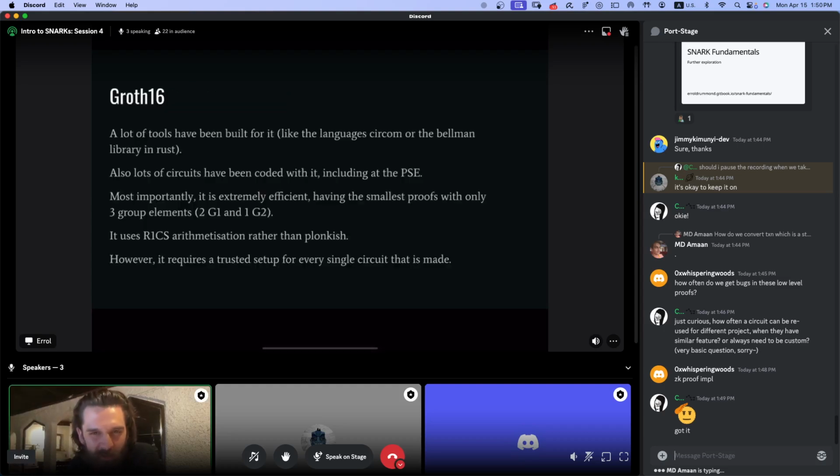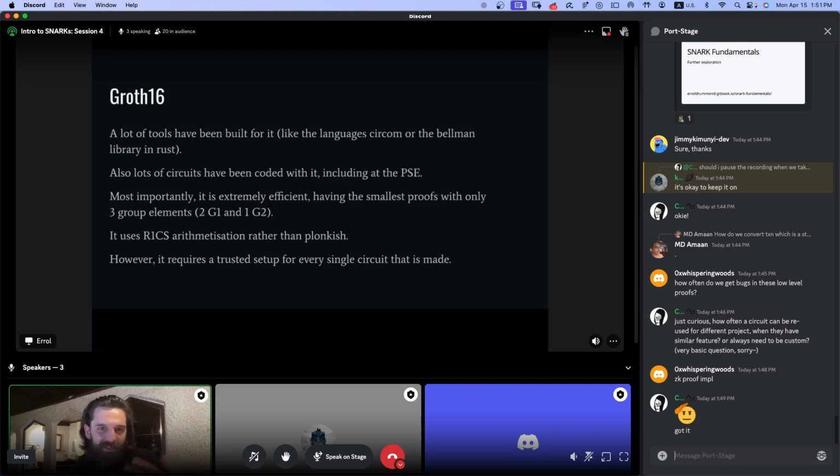We'll start with Groth 16 because it's one of the earliest ones. The 16 is because the paper came out in 2016, and Jens Groth is the person who wrote the paper. So that's where it gets its name from. The fact that it came out so long ago, as far as zero knowledge goes, means that it's been used a lot. So a lot of circuits have been coded with it.